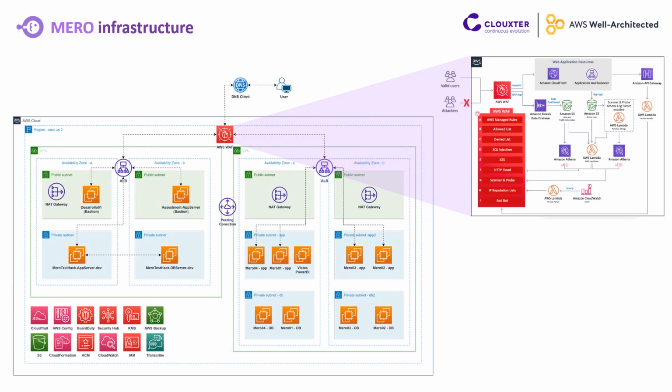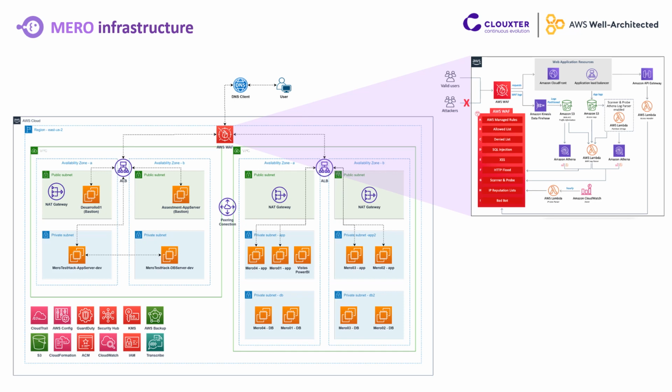This is the infrastructure diagram of MERO. MERO's application servers are primarily located in the Ohio region, and the FTPS backup server is in the Virginia region. For companies operating in the European Union, Dublin, Ireland region is used for deploying application servers, and Frankfurt, Germany region is used for the backup server.